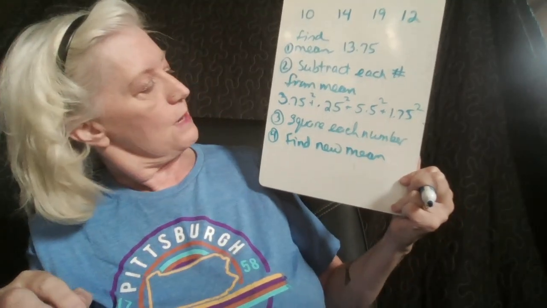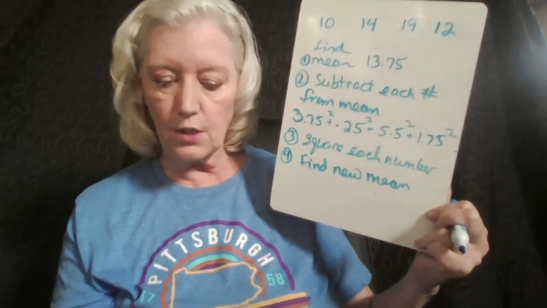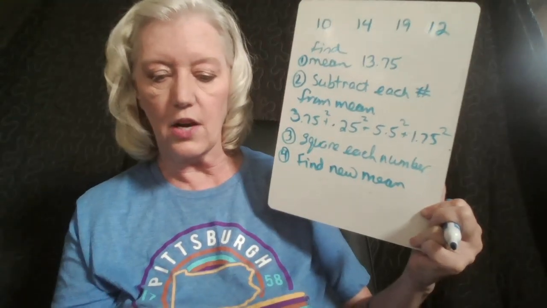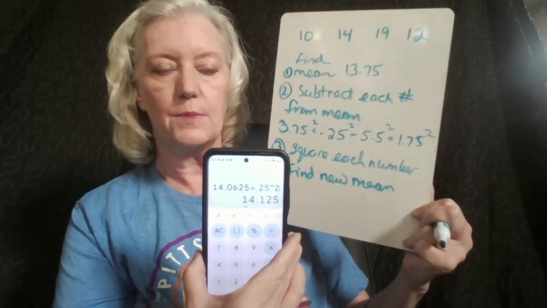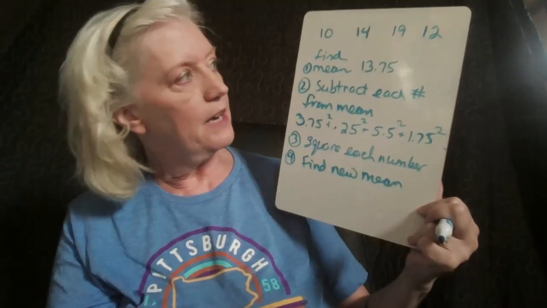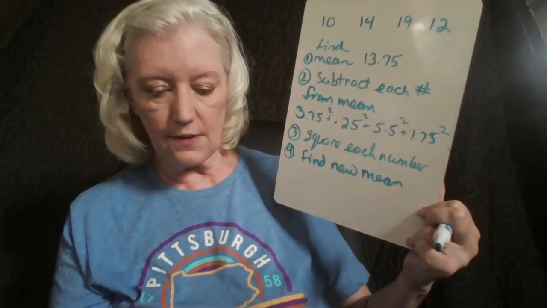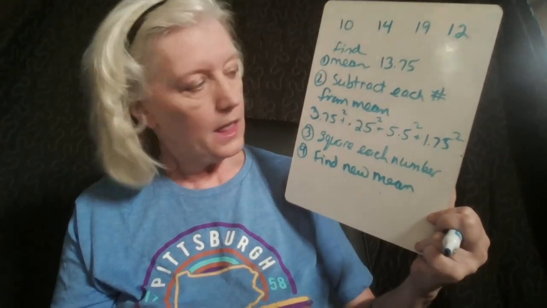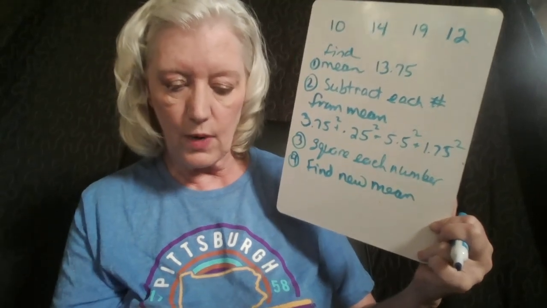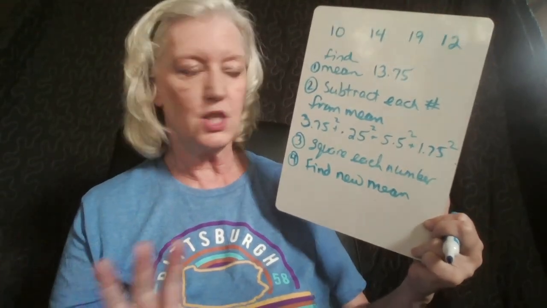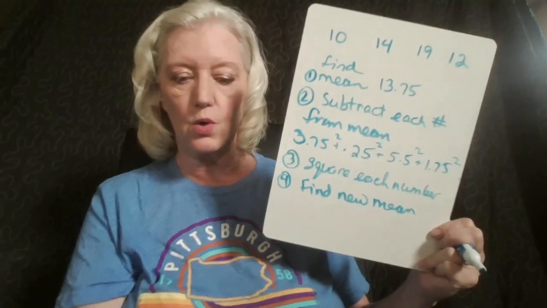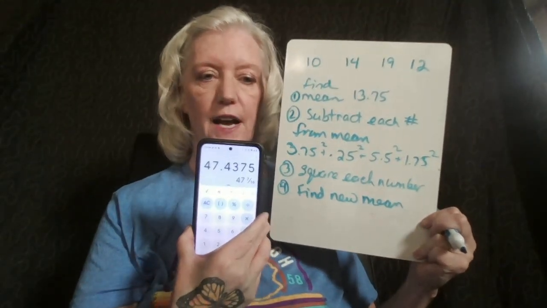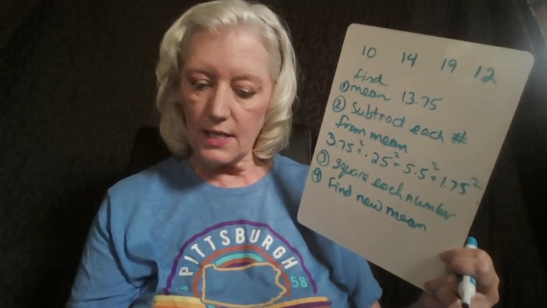So I already have the 3.75 squared plus 0.25 squared. Now you don't have to clear your calculator if you're doing that, because we're going to end up just getting our total here and then dividing by 4 because we had 4 numbers. Then plus 5.5 squared plus 1.75 squared. I get my total. You want to push equals, find the new mean. I get my total, which is 47.4375. I had 4 numbers, so now I want to divide by 4. And I get 11.85 is my new mean.